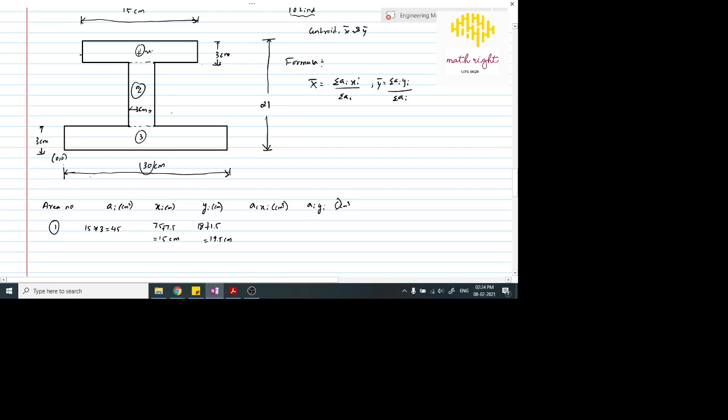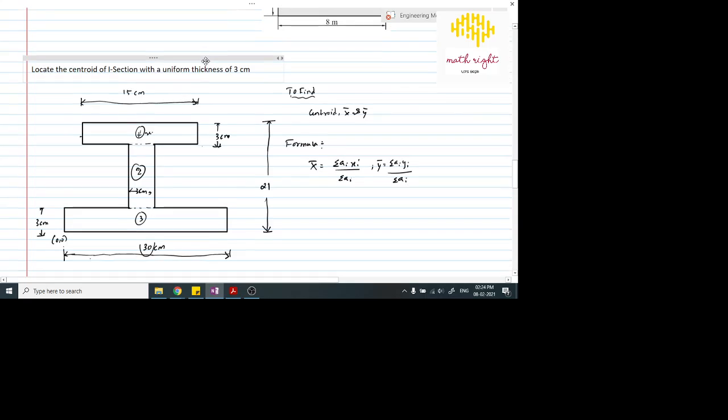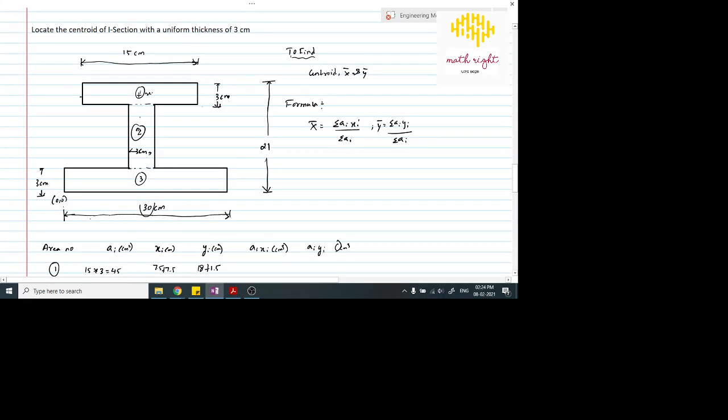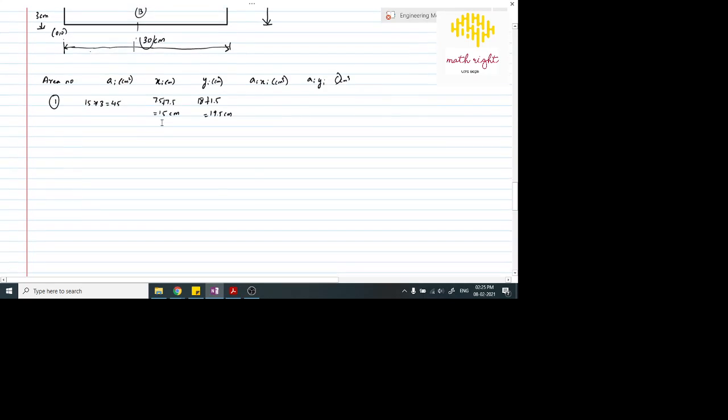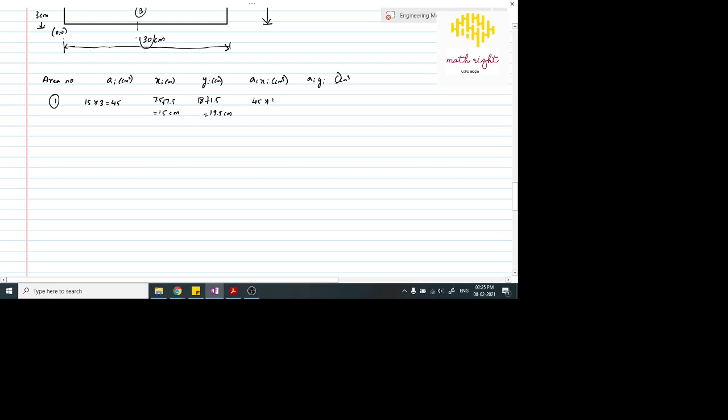Okay, since it is an axisymmetric component, the first law itself tells us that for an axisymmetric component the centroid always lies on the axis. It will lie on this particular axis line. ai yi, that is 45 into 19.5, and ai xi, that is 45 into 15. What is the value? Does anybody have a calculator?